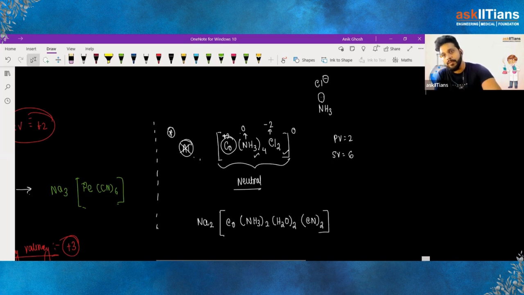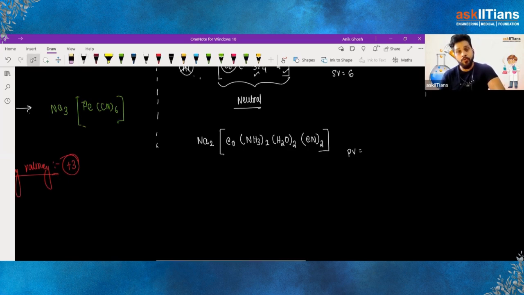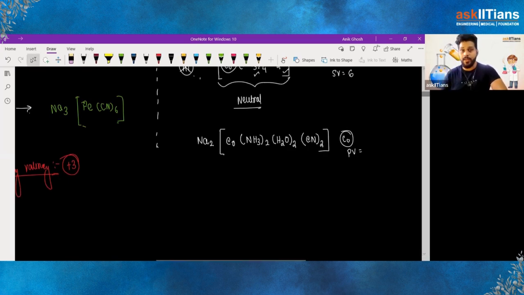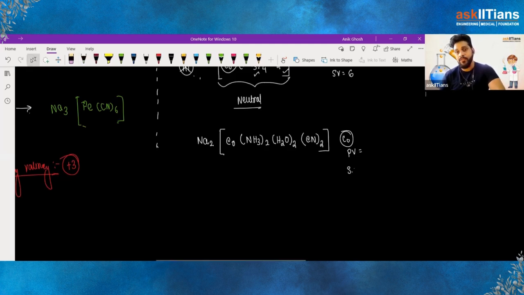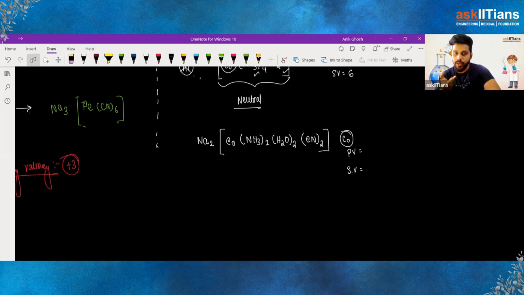So here we have seen that this is the compound given. All you have to tell me, guys, is what is the primary valency of cobalt, always the central metal atom, okay? And the secondary valency of the central metal. Give it a go. Pause this video, give it a try, and after that you play it. Okay, I guess by now you have completed it. So here goes the answer, guys.